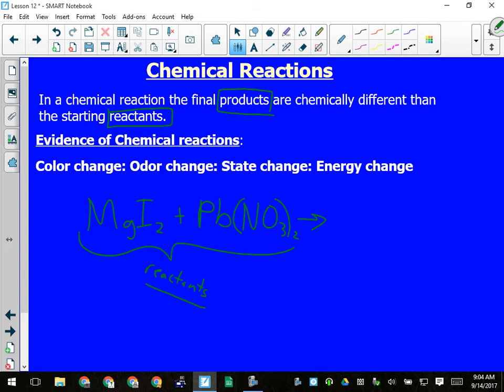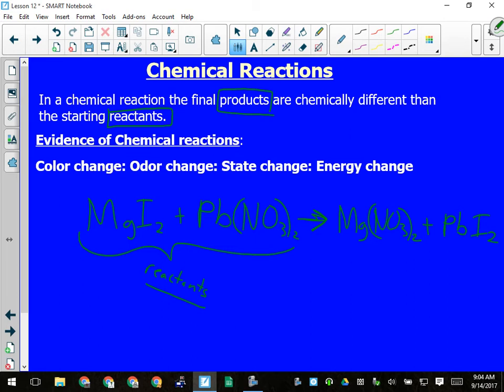Okay, because they're the things that are going to react. These would be my products, what would happen after the reaction. So this side of the arrow, and this is an arrow. We don't use an equal sign in a chemical reaction.